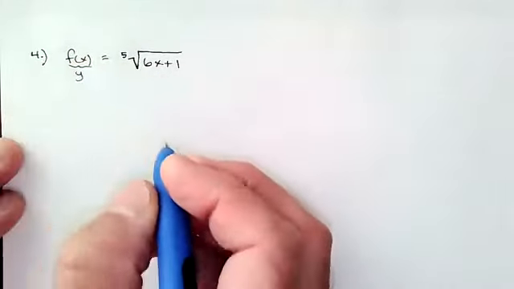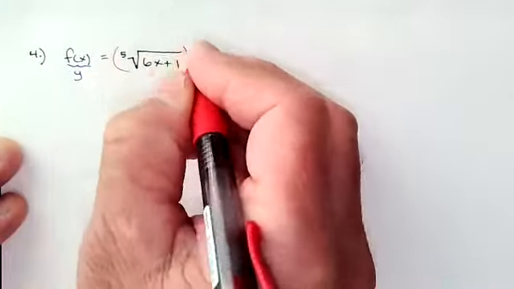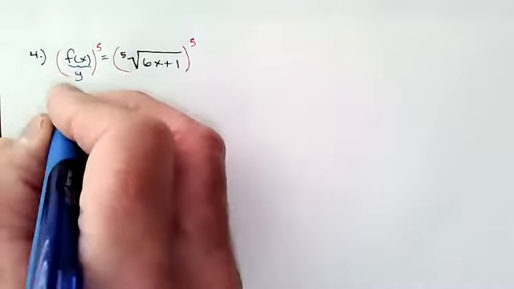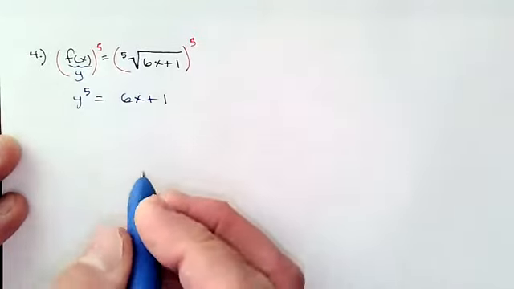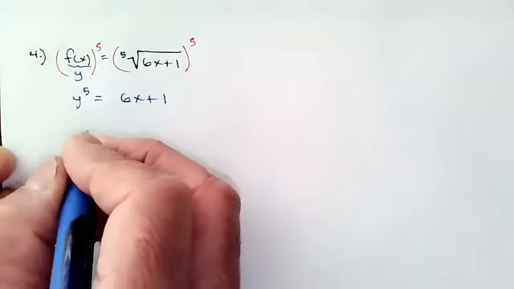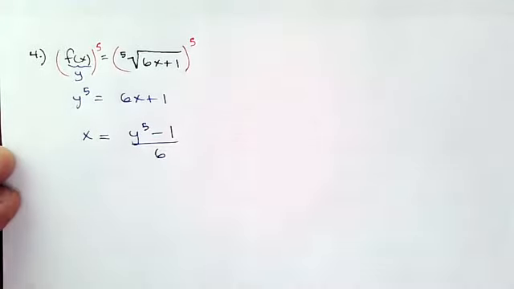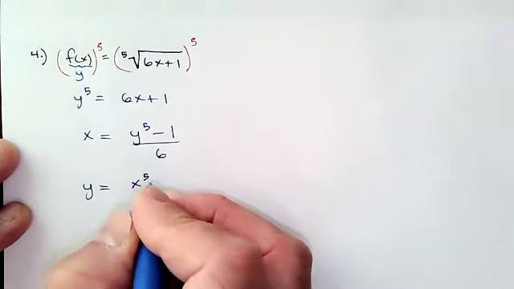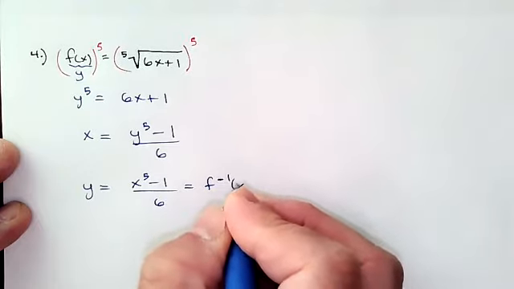So f of x is y. To undo a 5th root, what you would want to do is raise both sides to the 5th power. So the left side is going to be y to the 5th. Then to get x by itself, I'm going to want to subtract 1 and then divide by 6. So x would be y to the 5th minus 1 divided by 6. Then I will switch x and y. And once I've done that, that is my inverse function.